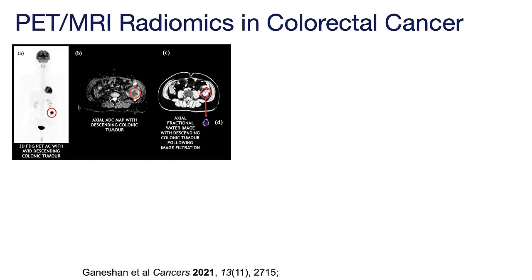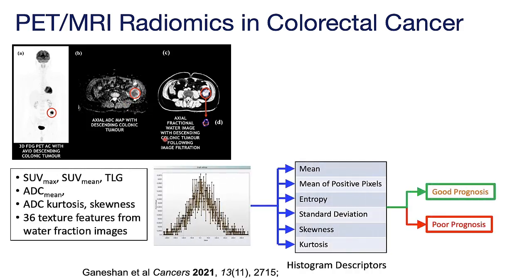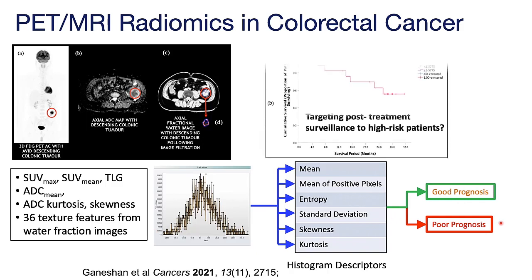And the example that I wanted to show you was the one from University College London, where patients having PET MRI, where the measurements were made of FDG uptake, of apparent diffusion coefficient, and then the water fraction image was used for texture analysis. So there was an array of about 40 measurements that were used to characterize the patients as good or poor prognosis.